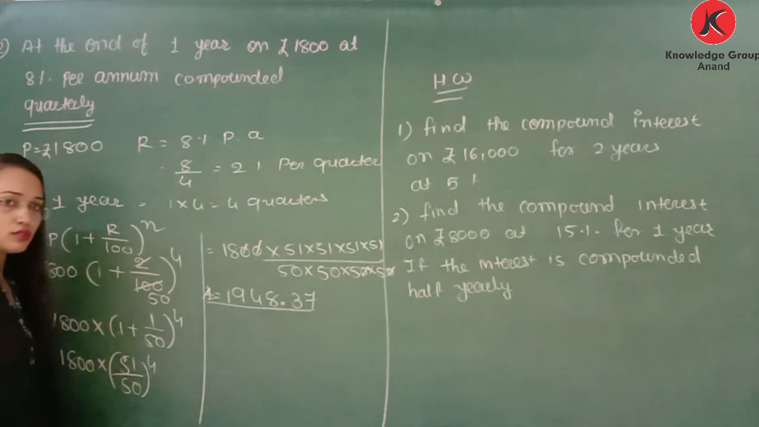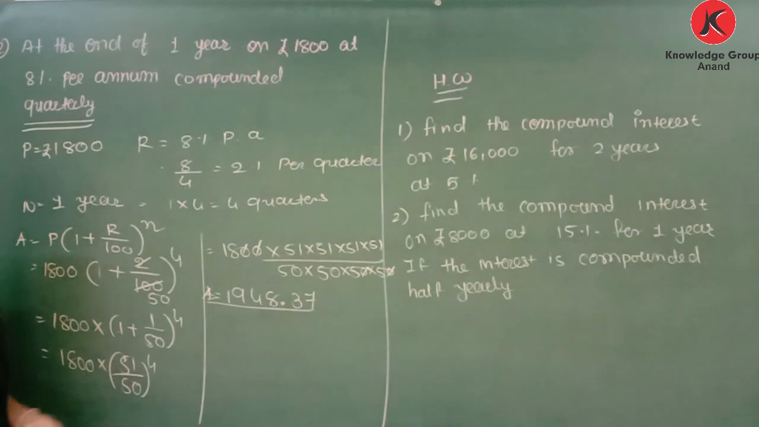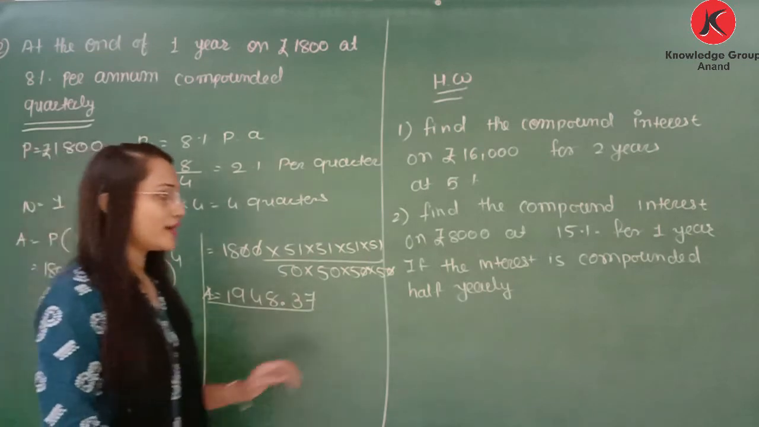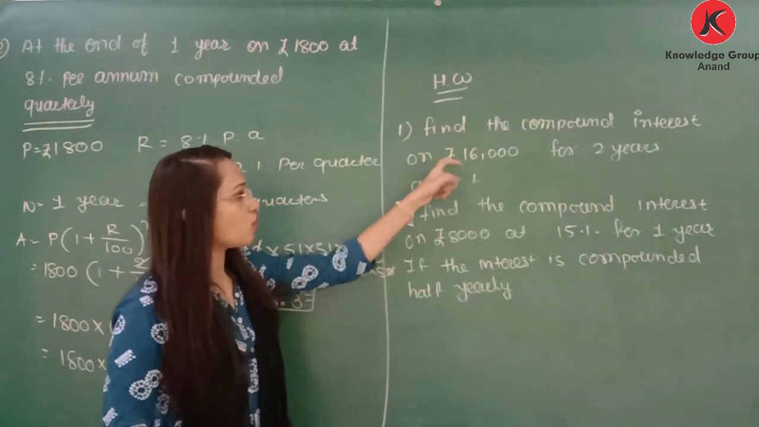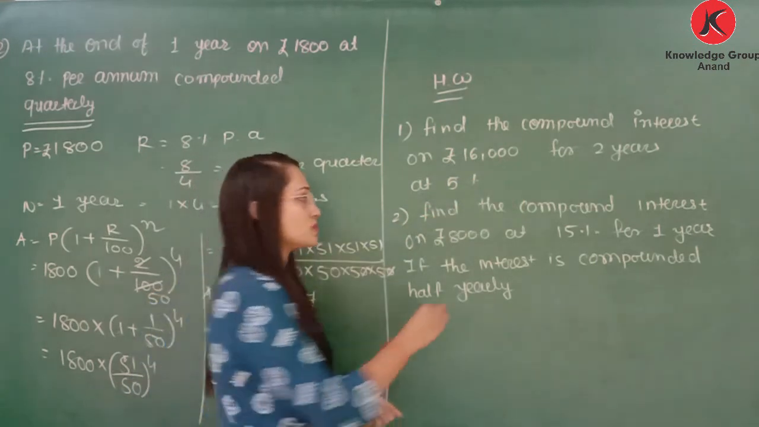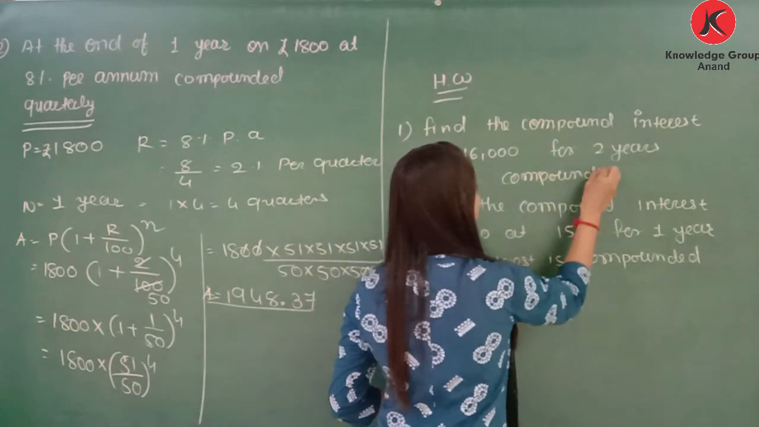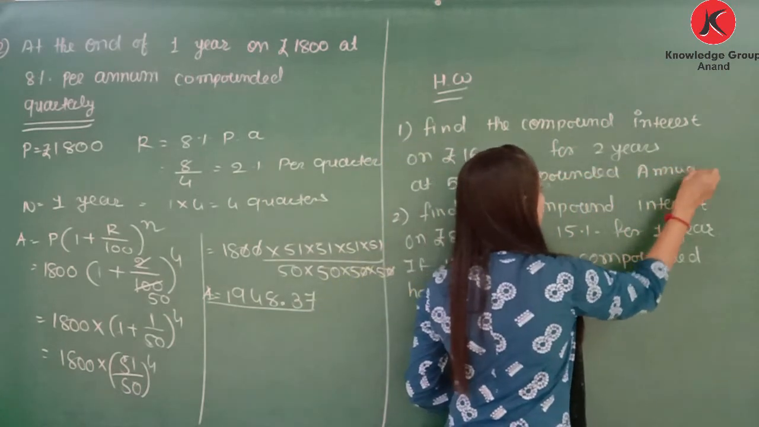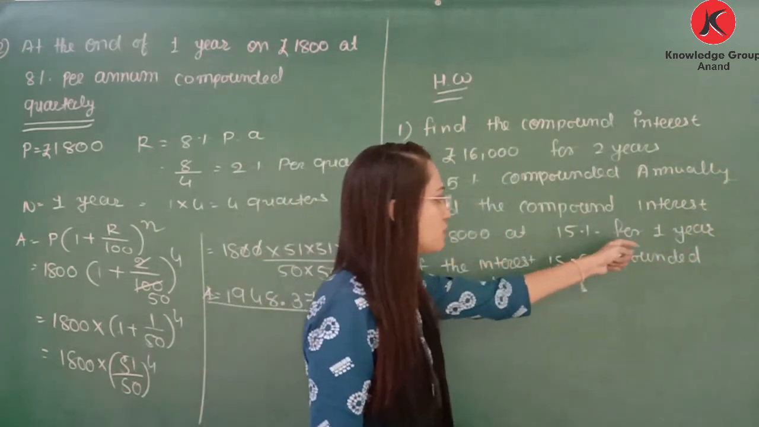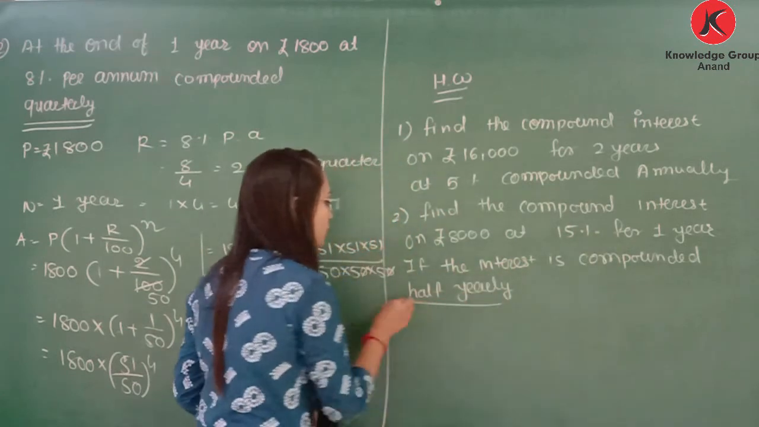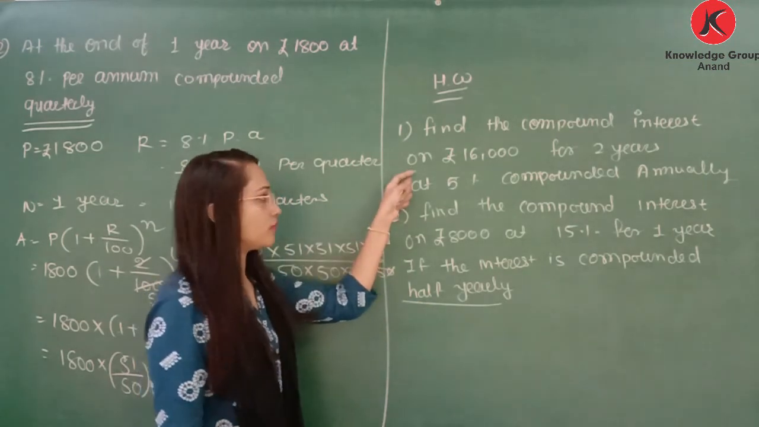If it is about the compound interest, then subtract 1948.37 minus 1800. So you will get compound interest. Okay. Here two examples are given that you need to solve as homework. First is find the compound interest on 16,000 for 2 years at 5%, that is compounded annually. And next is find compound interest on 8,000 at 15% for 1 year if the interest is compounded half yearly. So for this your R and N will be changed. For the first one R and N will remain same.